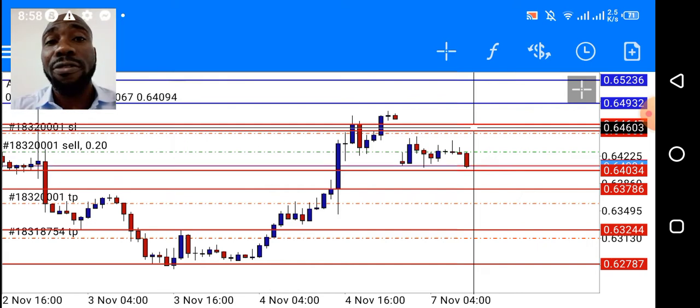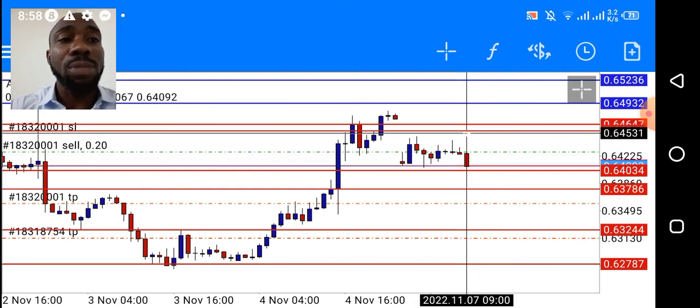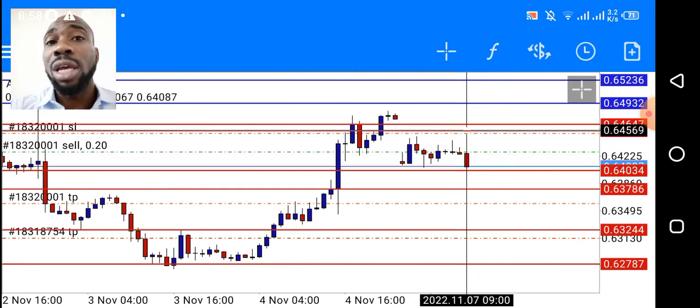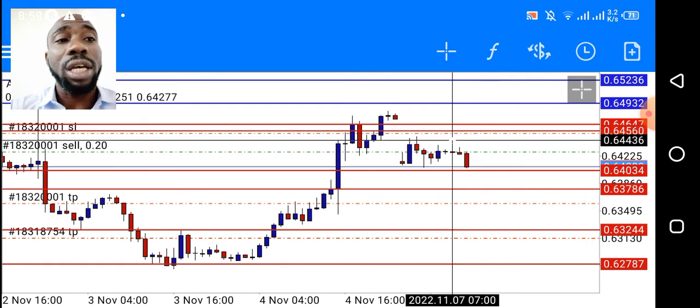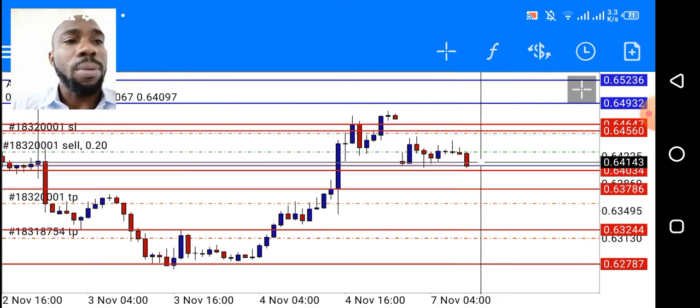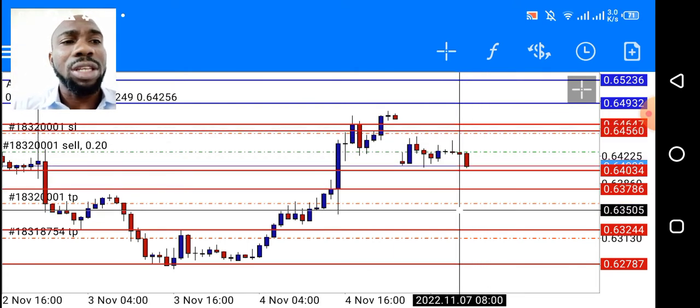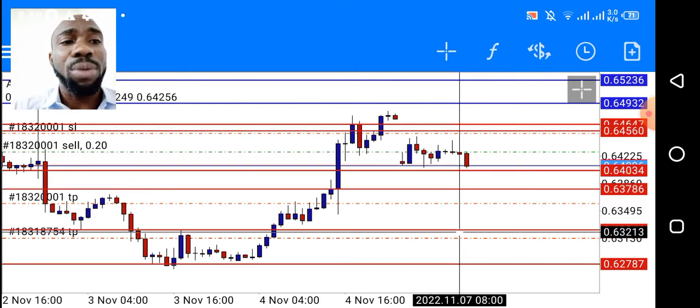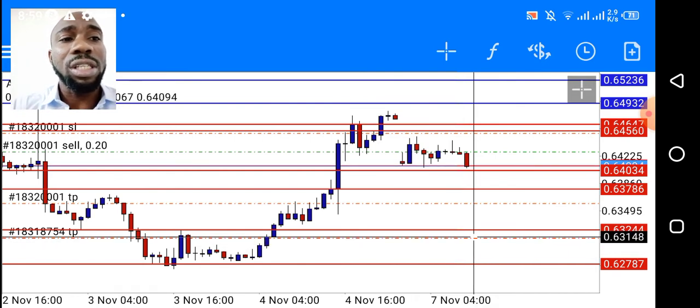Trading is a game of probability. There is no guarantee that the market will go in my direction. Okay, so I set my stop loss in case the market goes in the opposite direction. I want to take my loss at this price. So my risk was 30 pips, and my first TP is 50 pips. My second TP is 70 pips.